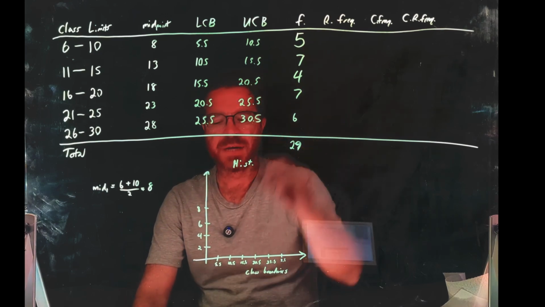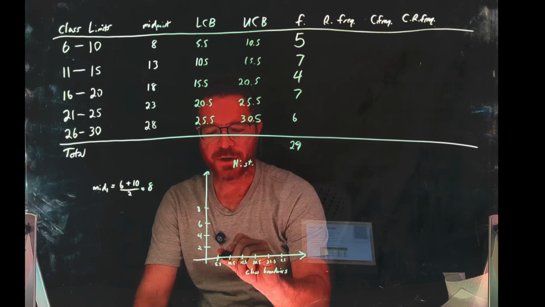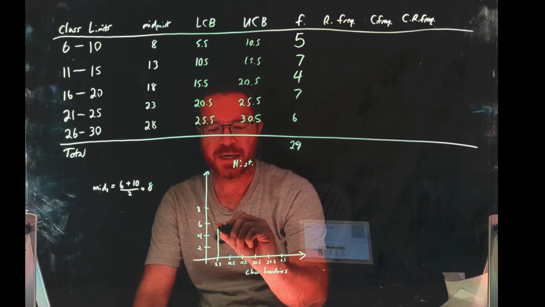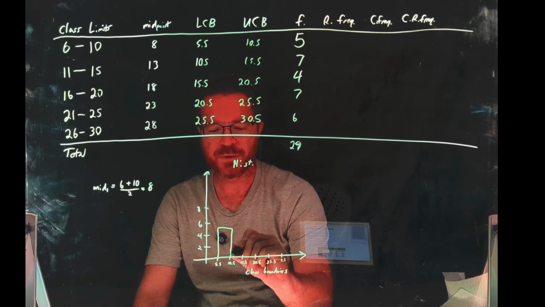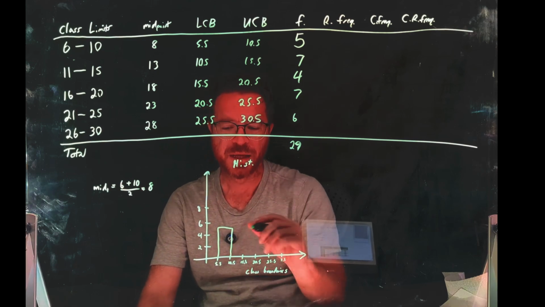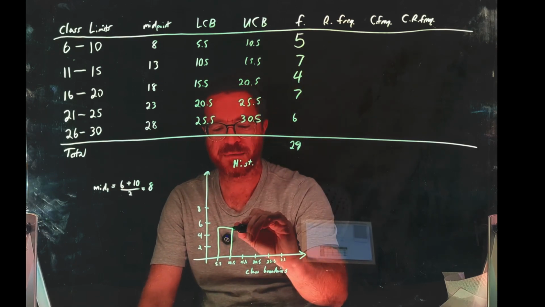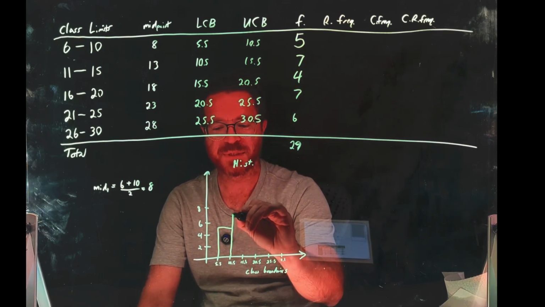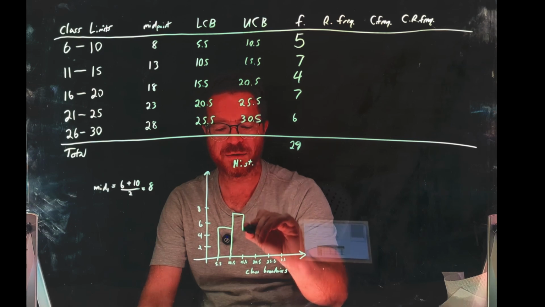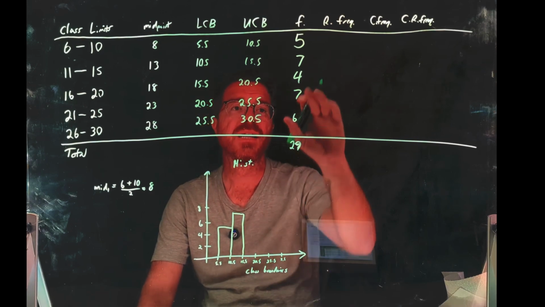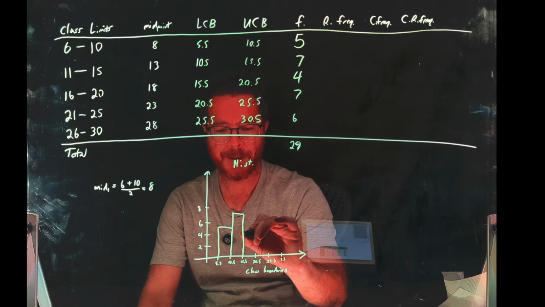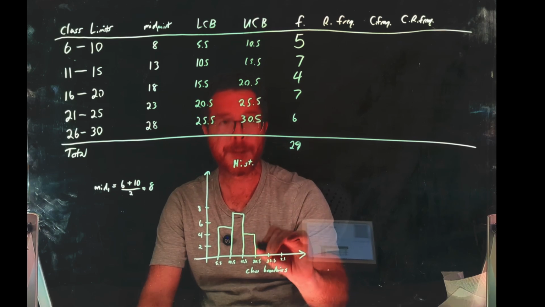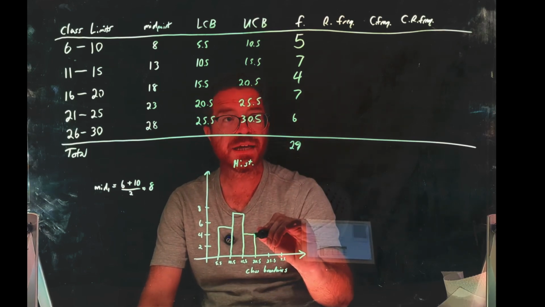So our first group, we have a frequency of 5. So we start at our lower class boundary. We go up to 5, and then we connect to our upper class boundary. For the second group, we start at the lower class boundary of this one, we go up to 7, and then we connect to our upper class boundary. For the next group, we have 4. For the next group, we have 7 again.